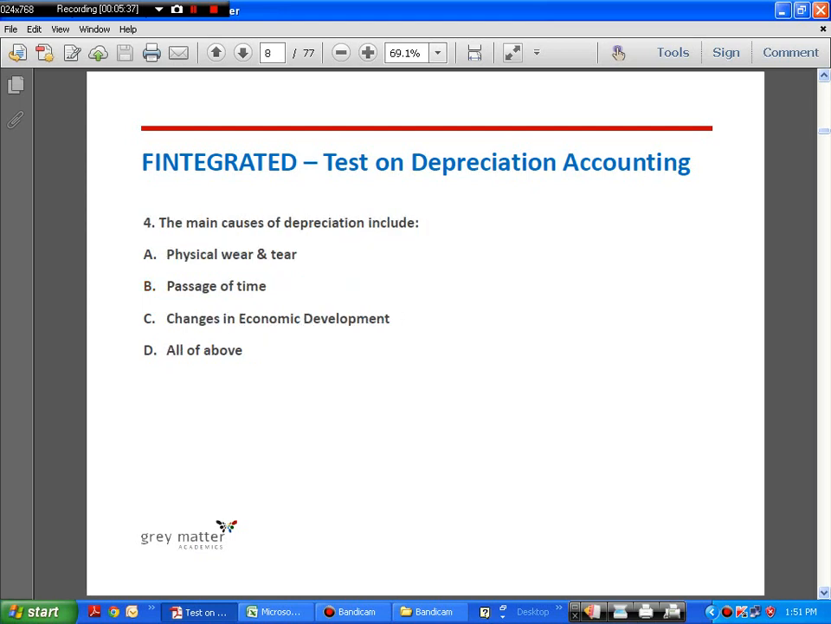The main causes of depreciation include physical wear and tear, passage of time, changes in economic development, which is otherwise called obsolescence, all of the above. Well, depreciation can be caused by all these three causes.